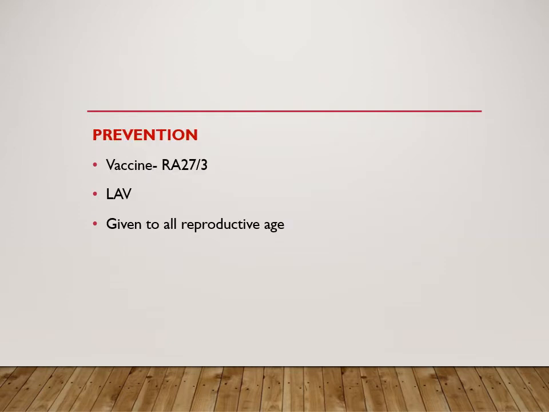Then how can we prevent it? A vaccination can be given, and there should be universal immunization of all the women of the reproductive age group. Second, we can also vaccinate children of 1 to 14 years with this vaccine. It is a live attenuated vaccine, and it should be given to all the reproductive age group so that this infection can be prevented.